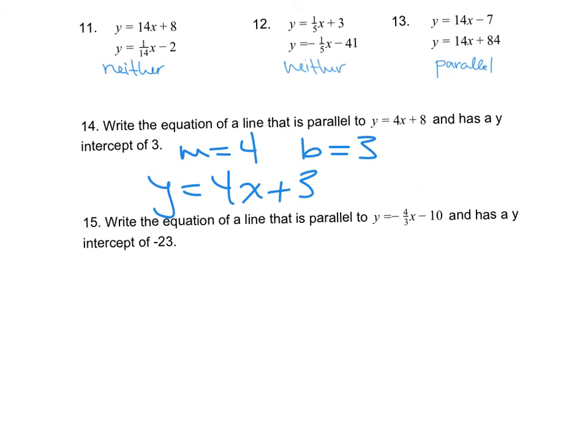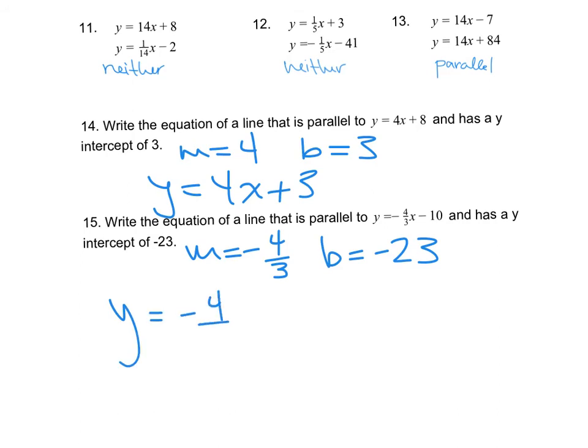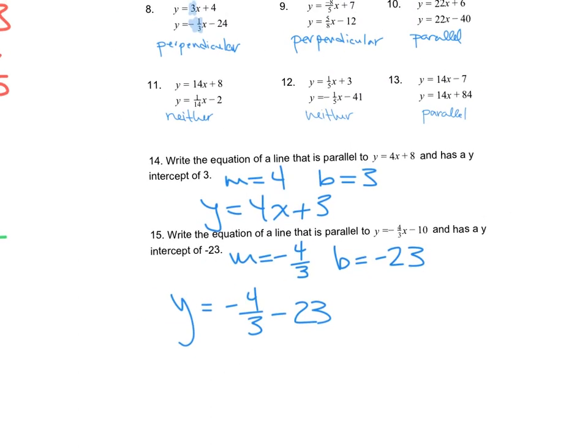We can use the same logic on the next one. We'll find the line that's parallel and has a y-intercept of -23. So we know our slope must remain the same, which is -4 over 3. Our y-intercept is -23 because they told us that in the problem. Y equals -4 over 3x minus 23. Okay.